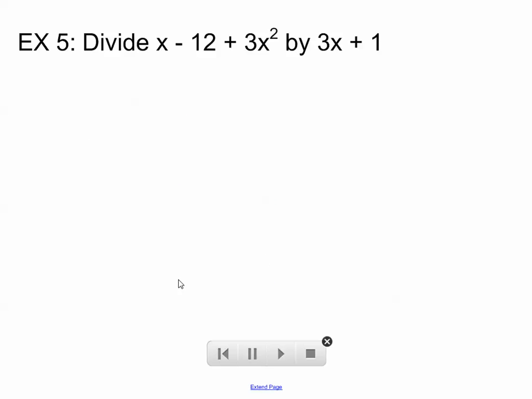All right, this one also has a slight little degree of difficulty because we need to take this polynomial and put it into standard form. So instead of x minus 12 plus 3x squared, let's make it 3x squared plus x minus 12. Always put it in standard form, and when we're dividing, we always need placeholders as well. We want to see the x squared and the x and the constant. So we're going to divide that by 3x plus 1.